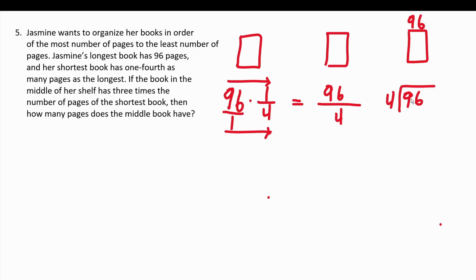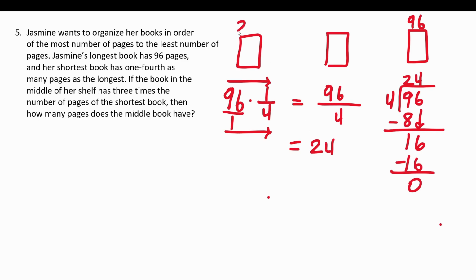In case you can't do that in your head, we're going to go ahead and work this out. 4 goes into 9 2 times without going over. 4 times 2 is 8. 9 minus 8 is 1. Drop down this 6. 4 goes into 16 4 times without going over, insofar as 4 times 4 is 16, and we can see there's no remainder. So in other words, the book with the shortest number of pages has 24 pages.